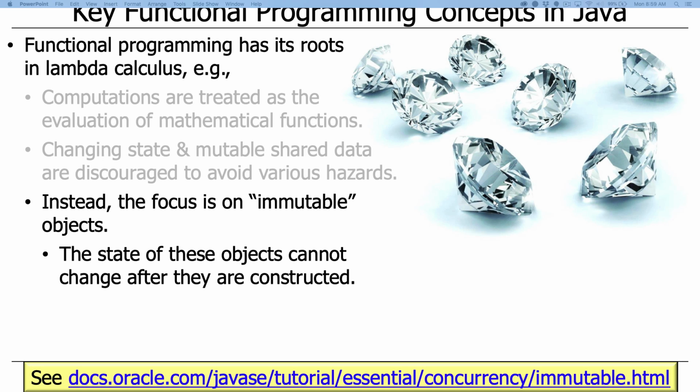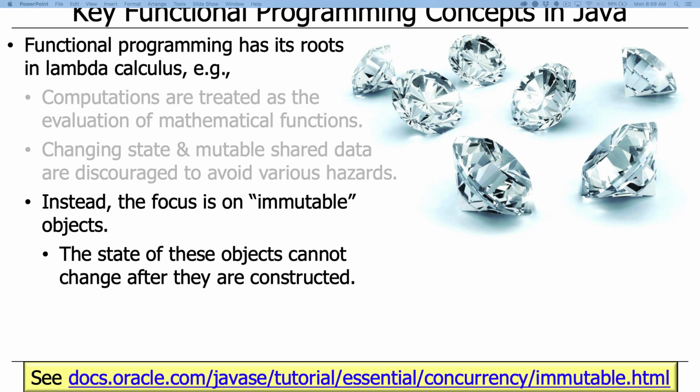So if functional programming isn't about changing state and mutable shared data, what the heck is it about? Well, what it's about is so-called immutable objects. And these are objects whose state cannot change after they are constructed.